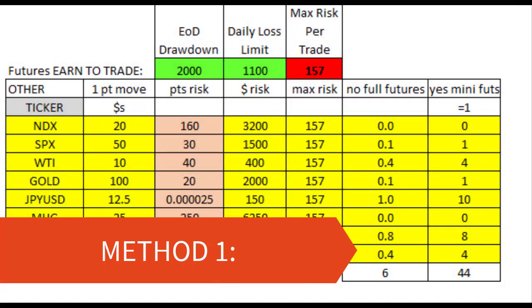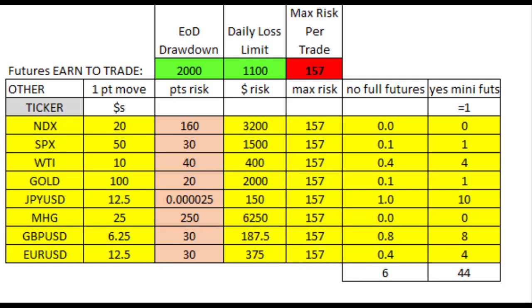So I thought it'd be easier if I put it all down in an Excel spreadsheet to show you how I got it to work. So this is the first methodology. It's the basic methodology. It's a real nice one to keep you in the game longer. So where do we start? See the green boxes there, that's our end of day drawdown from the 50k Earn2Trade challenge and the daily loss limit of $1,100. That's the real important one.